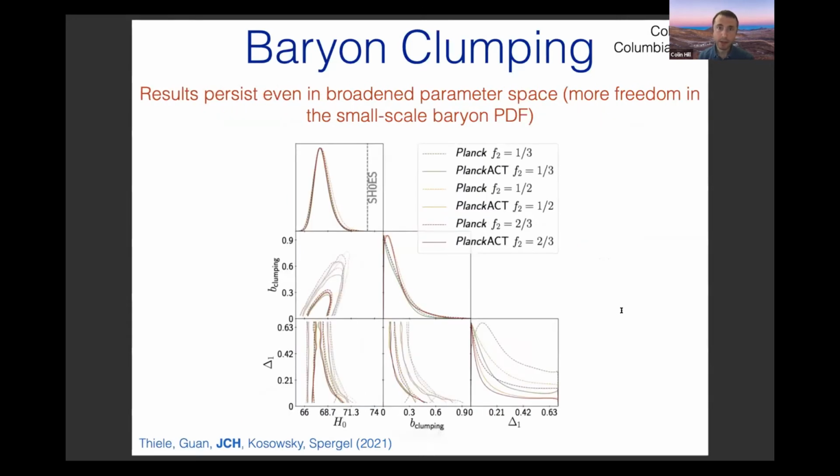We considered trying to broaden the parameter space further by allowing additional parameters that characterize the small scale baryon PDF in these models. And without going into all the details, here it's characterized by just one additional parameter. You can see that the posteriors on H-naught really still don't change even when you marginalize over this additional freedom.